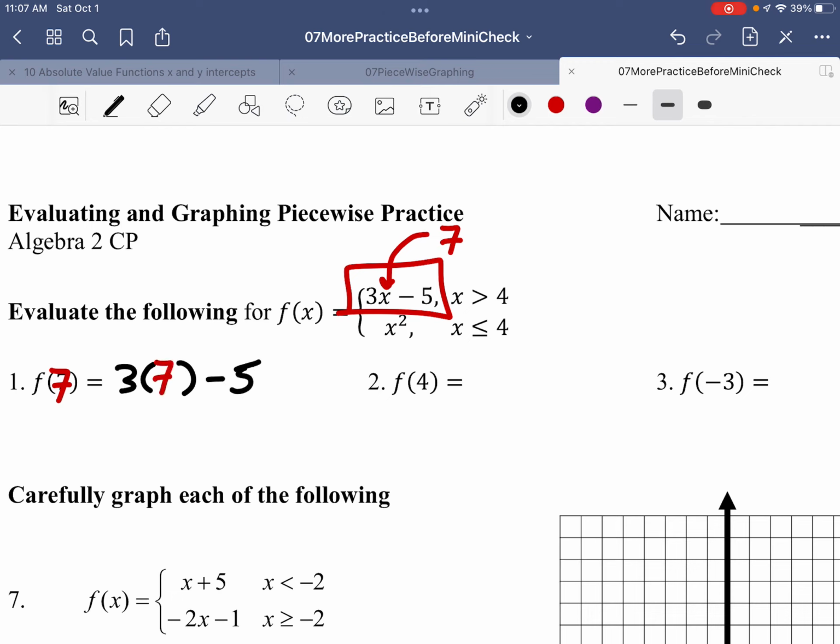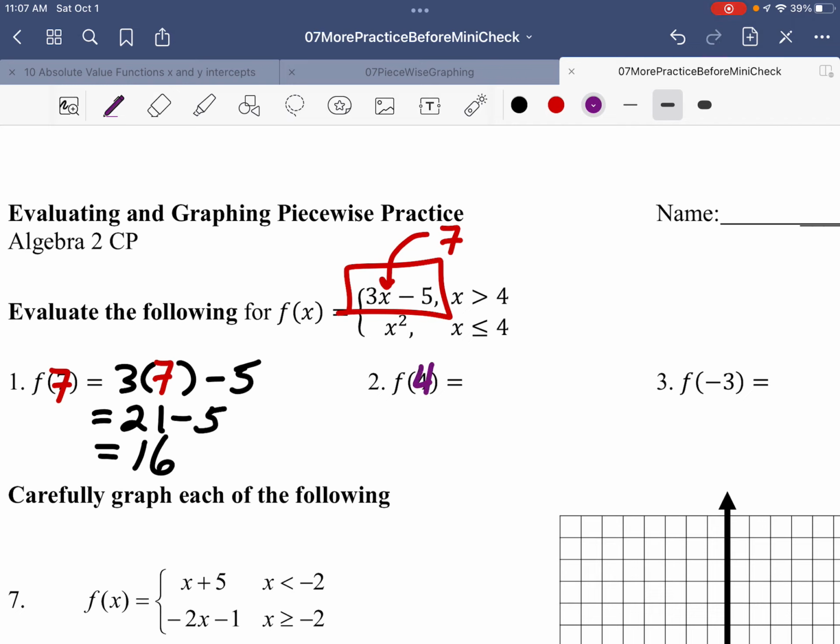So remember, when you evaluate a piecewise function, you only ever plug in to one of the pieces. And by the way, the answer is 16. Okay, there's nothing more to this problem. There's not a second answer. We just get 16.